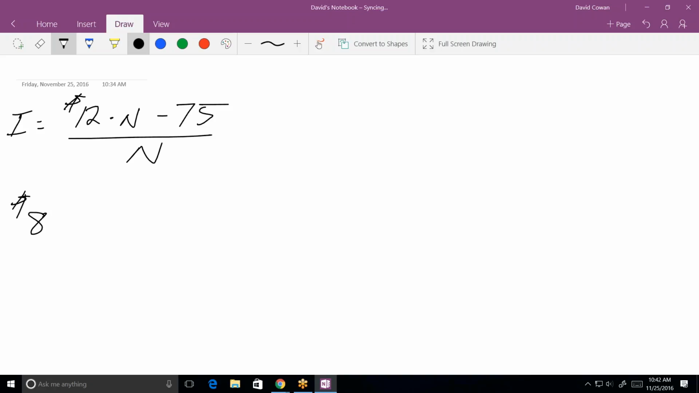All right, so make sure I got this right. The average income is $12 times the number of customers minus 75, all over N, just like I've written it? Yes. Okay. And they want to know how many customers it's going to take to make the average income 8, right? Yes. So this is the equation I have to solve.